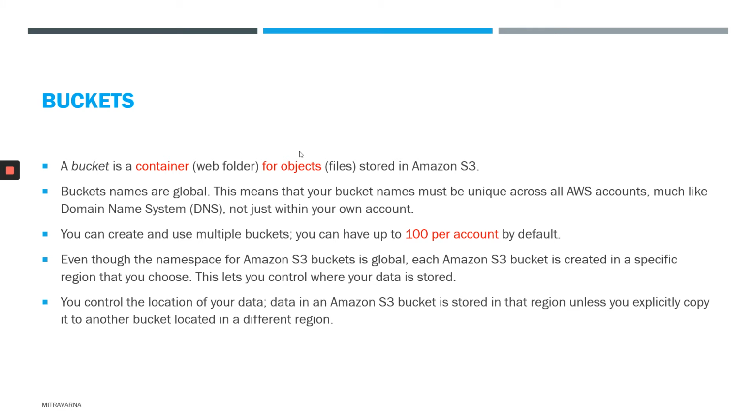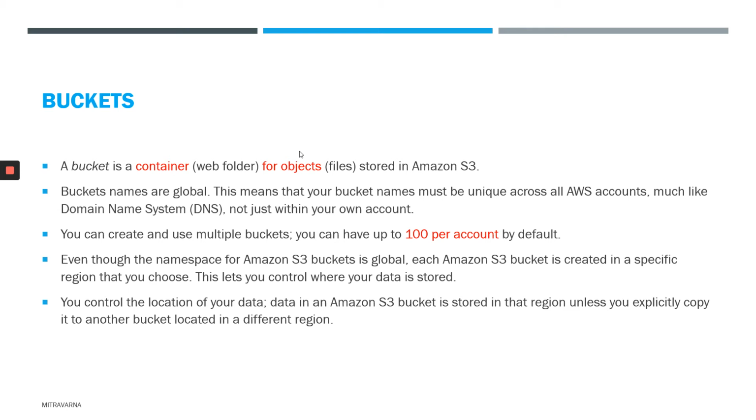So next one is bucket. So what do you mean by bucket? Bucket is a container for objects stored in Amazon S3. As I mentioned earlier, just imagine a container as a folder on a normal computer. Like we have a folder, and inside the folder we have some data, audio file or media file, right? So it is nothing but a folder which is used to store objects. It is a web folder which is used to store files.